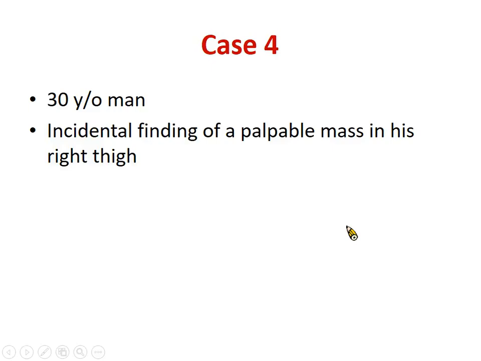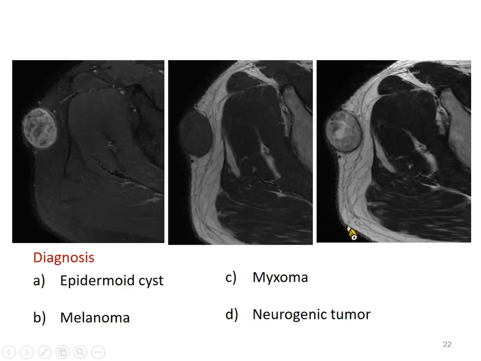The fourth case, 30-year-old man, incidental finding of a palpable mass in his right thigh. Okay, this could be much easier. Small nodular mass, clearly arising from the skin because we can see the thick layer of subcutaneous fat, right? Well-demarcated lesion, homogeneous on T1, heterogeneous on T2. If we can look detailedly, we can see the fascicles within the lesions, right?